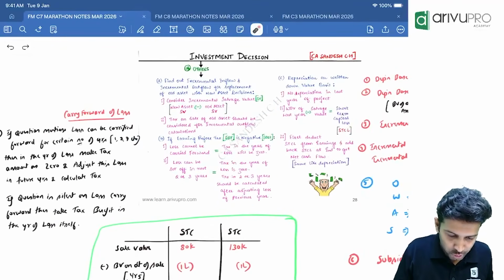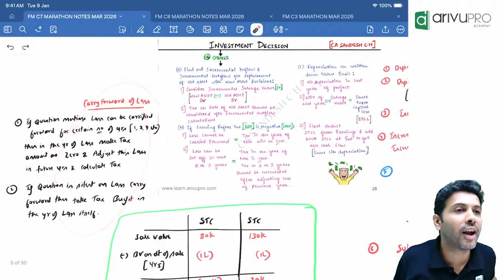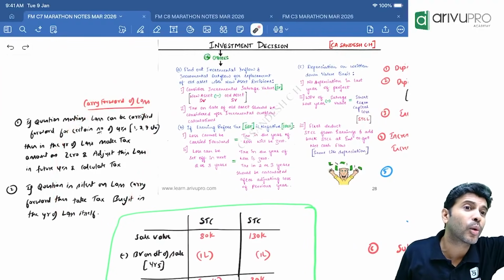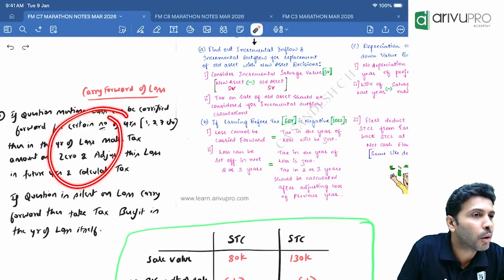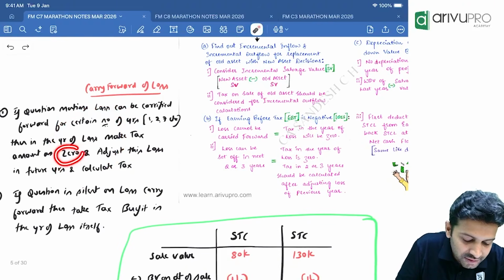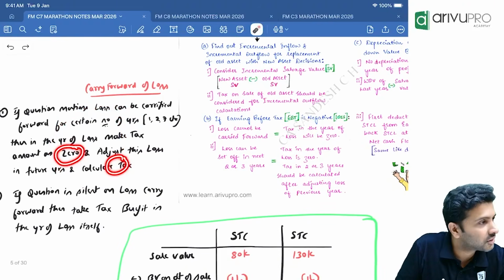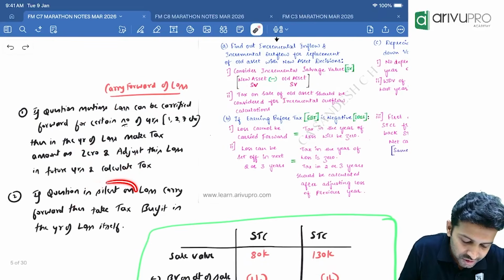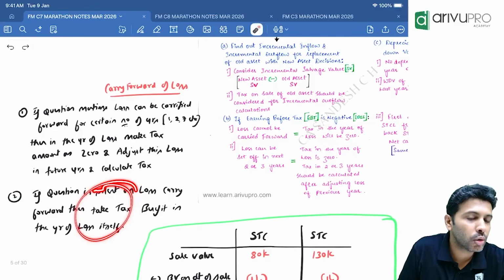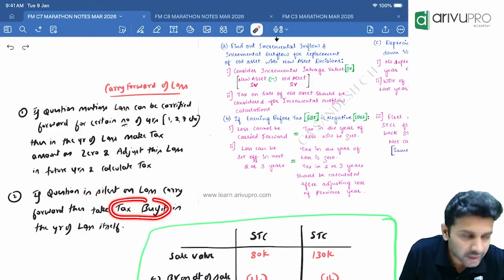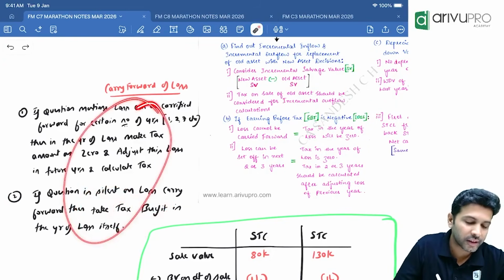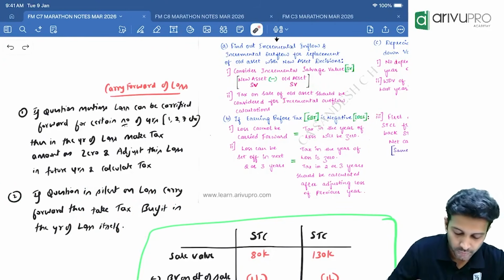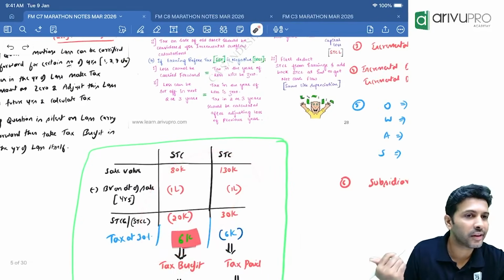Look here. Carry forward loss. Two things we learnt. What is that? When the question mentions loss can be carried forward, in the year of loss, you will make taxes 0 and adjust this in the future year. If the question is silent, if they don't mention anything, what will you do? In the year of loss only, you will take the tax benefit, meaning you will make the tax a positive number. That's what I've written here. Makes sense? Short-term capital gain loss, we have already explained through the problem.